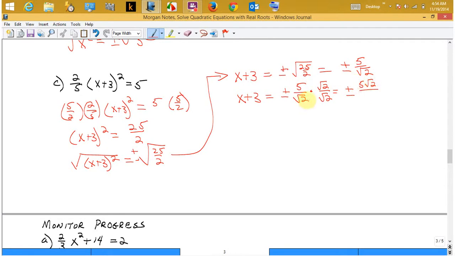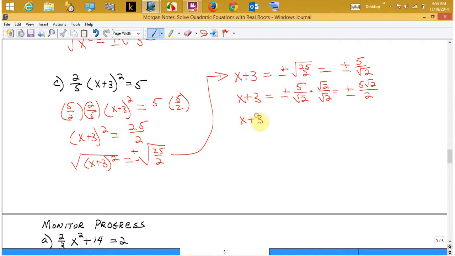The square root of 2 times the square root of 2 is just going to be 2. So remember, that's called rationalizing the denominator, and you cannot have a square root in the denominator, so you have to do this rationalization technique to remove the square root. Okay, so let's continue with the problem.